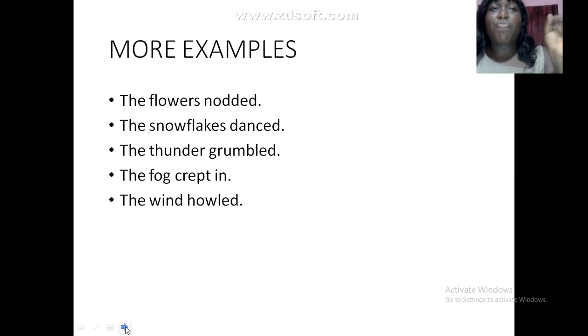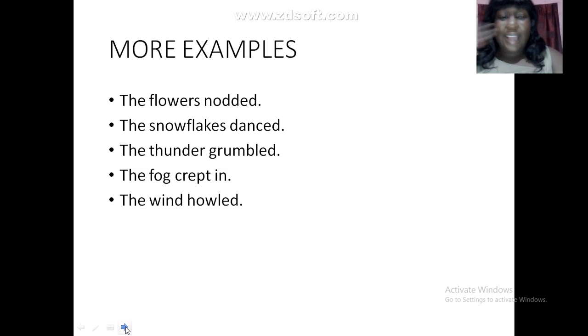The fog crept in. You know fog, when it's really smoky and hazy. So you can say the fog crept in. To creep in is something a living thing does, probably a snake or even a human or a little toddler creeping. Are we getting it? The wind howled. The whirlwind, that sound it makes. Woo! Most times it is animals that make such sounds, but we are giving the wind a living attribute just to personify it, so that you can further understand.